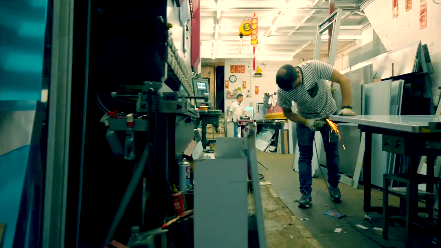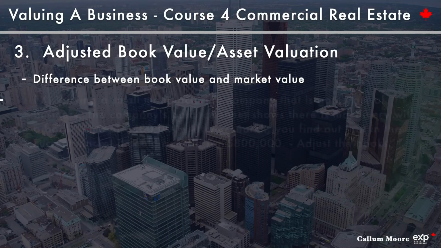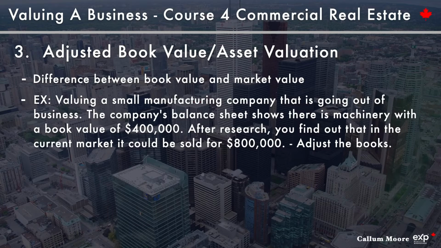An example would be if you are valuing, let's say, a small manufacturing business that maybe is going out of business, and in the books it shows that some of the machinery is valued at, let's say, $400,000, but after your due diligence you find out that it's actually valued at more like $800,000. You would look at this discrepancy and you would adjust the books.